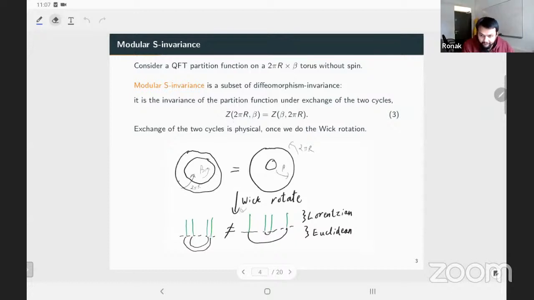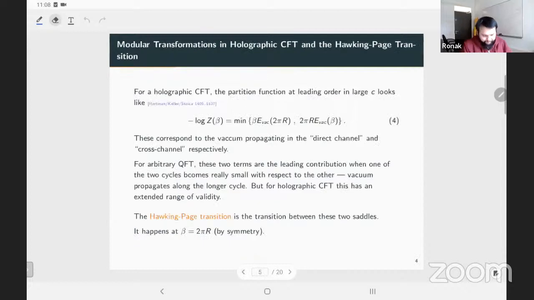Okay, but when we Wick rotate, we get two different states. In this case, we get a state on two thin cylinders with low entanglement. And in this case, we get a state on two thick cylinders with high entanglement. And states created by these half semicircle path integrals are called thermofield double states, as I'm sure most of you know. So let's say a little more.